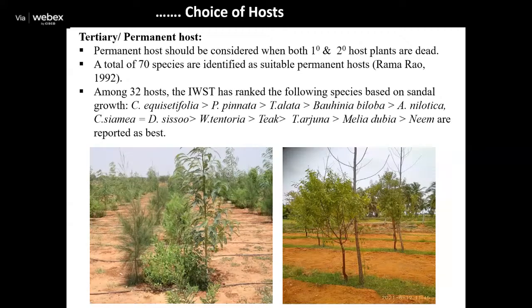And in the second picture, you can see they put the Sesbania. It is about 2 years. At the end of the 2 years, the Sesbania plants are dead.